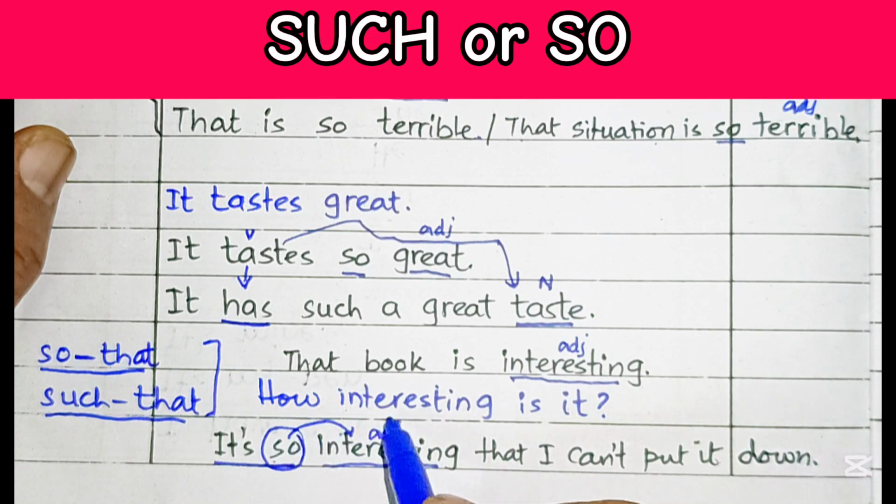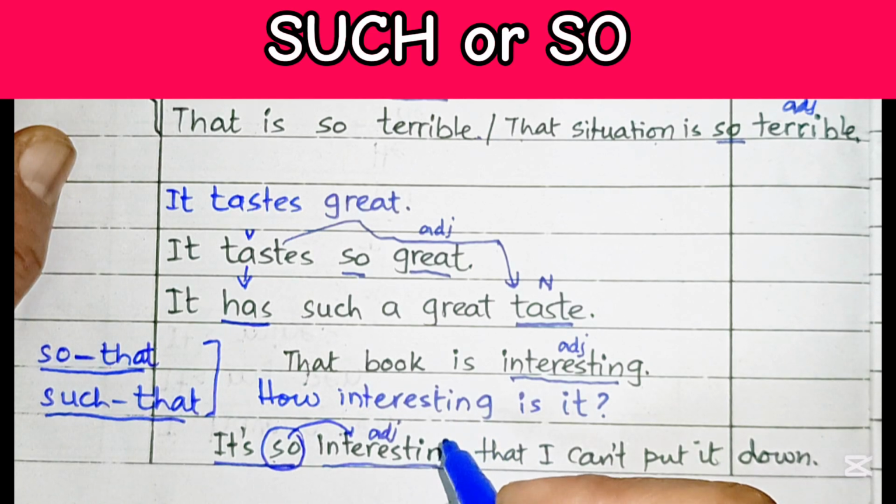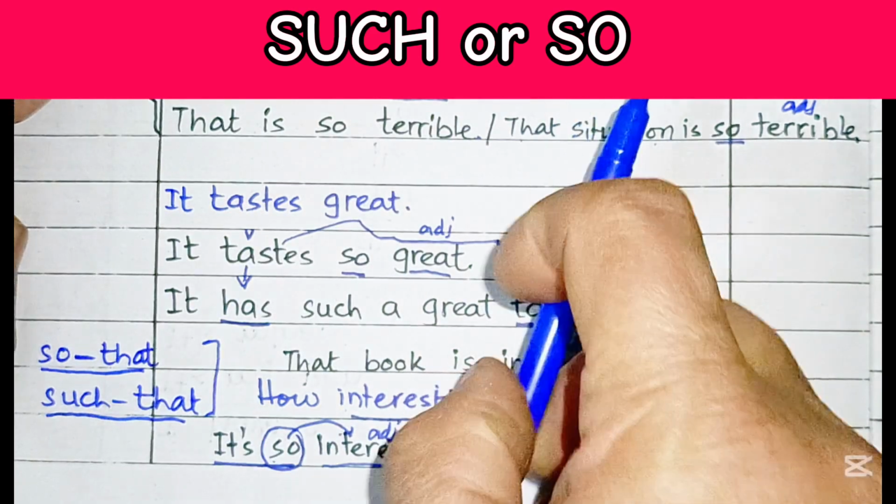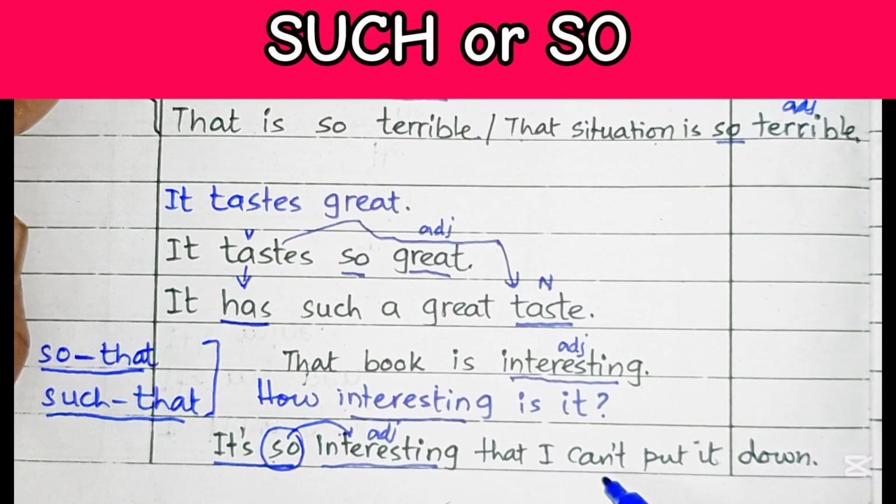Then we can ask the question, how interesting is it? This is asking about the degree of whatever this adjective means. This particular question emphasizes the degree of that particular adjective. In this case, interesting. The word interesting is an adjective and its degree is being heightened or raised by the word so. So it's so interesting that I can't put it down. We may ask, how interesting is it? It's so interesting that I can't put it down.